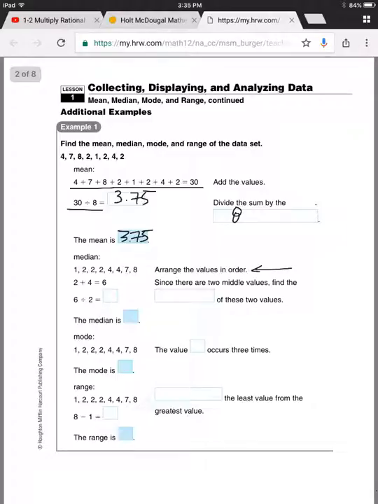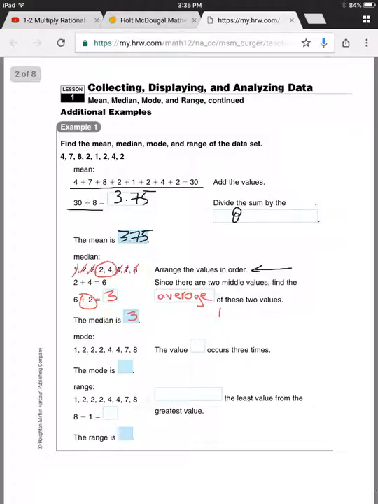You have to arrange the values in order, okay? Because if you don't, you will not get an accurate middle number. So how I find that middle number is cross this off, cross the last one off, cross the first, cross the last, cross the first, cross the last. Now in this case we have 2 middle numbers, so I have to find the average of those 2 values. So I add them together, 2 plus 4, and I get 6, and then I divide it by 2, and I get 3. So the median is 3.